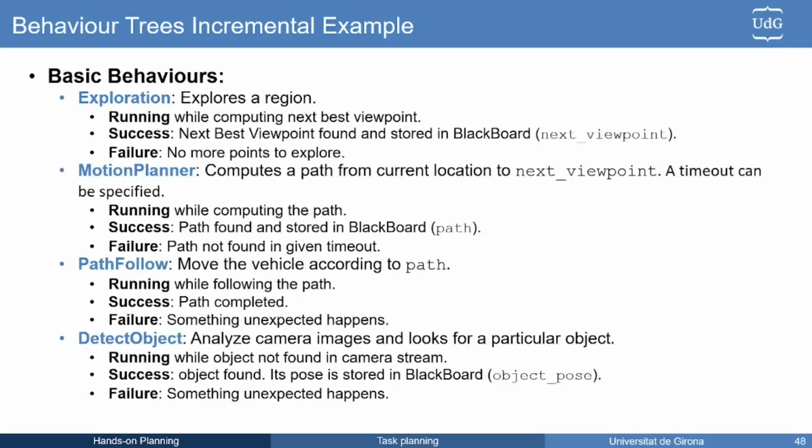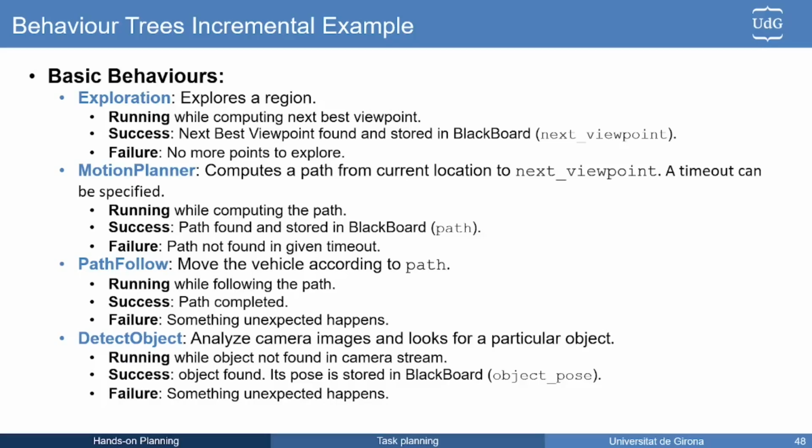These are the same behaviors as explained to you, but here I put when they return running, when they return success, and when they return failure. It's more or less logical. For exploration, that maybe is the more strange one, it returns running while it is computing the next best viewpoint. It takes some time to do that. It's not something that, the moment that you enable this behavior, can give you an answer in milliseconds. Probably it will take 1 tick or 2 ticks returning running, and after 1 or 2 seconds, it will return the next best viewpoint that you have to visit.